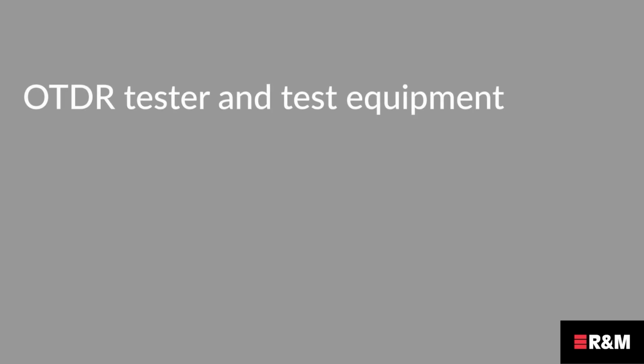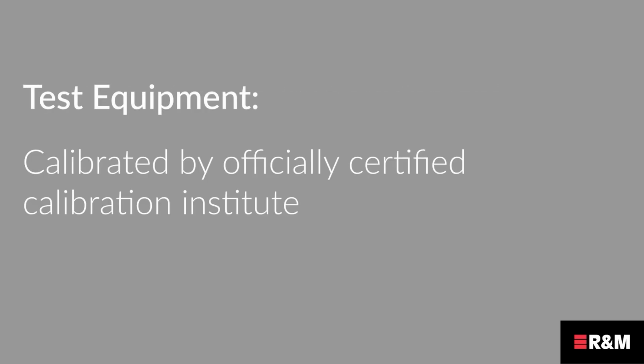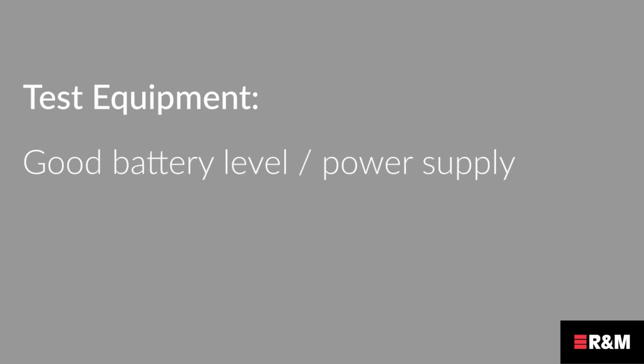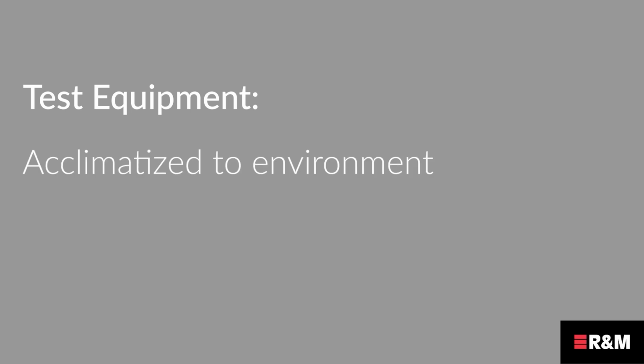Let's see the OTDR and test equipment. In order to be able to get valid measurements, the test equipment must be calibrated by an officially certified calibration institute according to the equipment manufacturer's guidelines. It must have clean measuring ports. It should have good battery levels or a direct power supply. It must be acclimatized to the environment where it will be used.